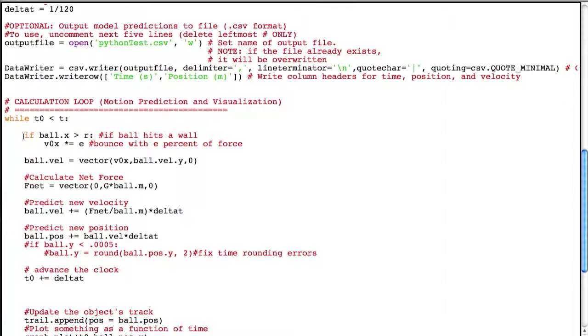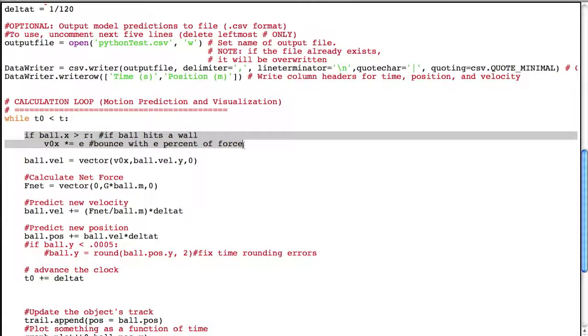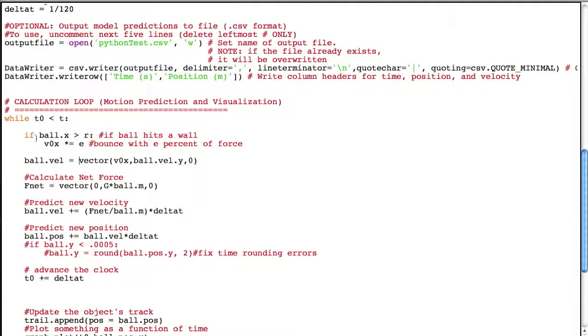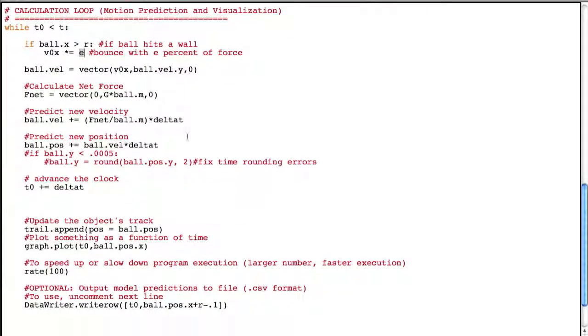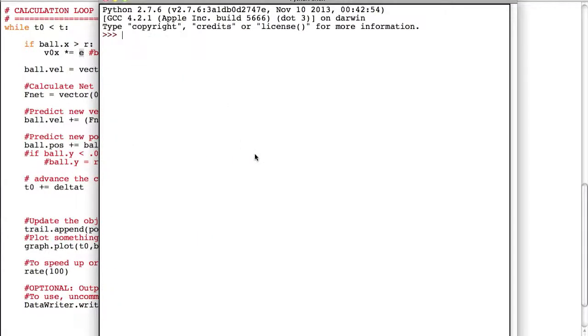This is the condition to allow the ball to bounce. When it hits the wall, it'll multiply by the elasticity coefficient. Here's the net force with gravity, just as an extra dynamic, not part of the observation. When I run this, it'll run at 1/4 of the speed, just as in the video.